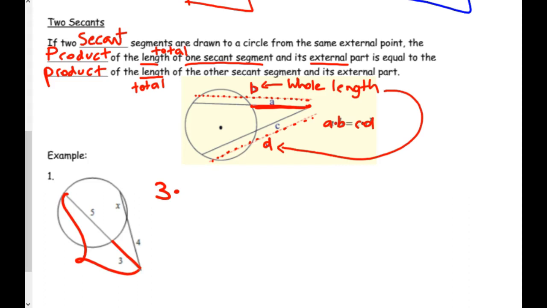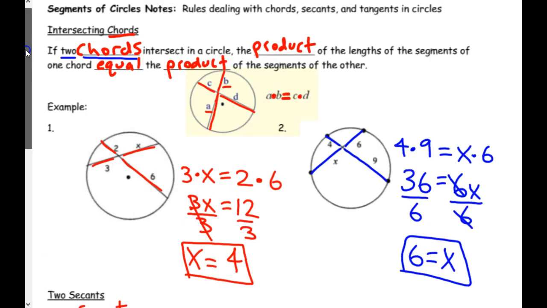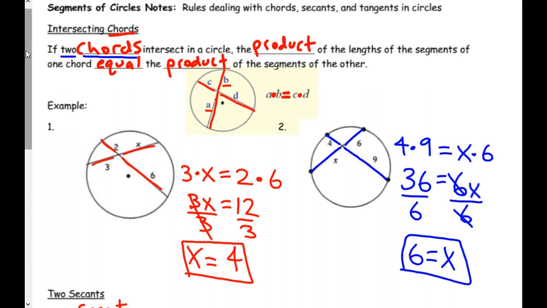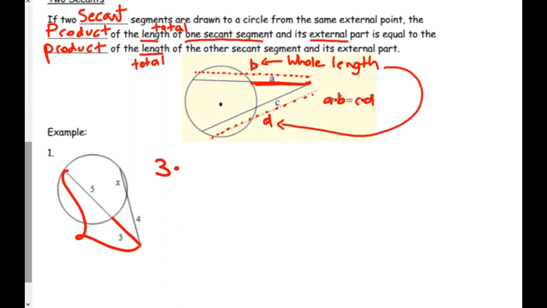You only do that if it's like the 2 chords. 2 chords, that's when you do it. It's obvious. It's easy. But I'm telling you, if you're doing secants, where you have little numbers on the outside, that's different. So the whole thing here is 8. 5 plus 3, so 3 times 8. That's where people mess up. Equals, here's another tricky one. What's on the outside here? 4.